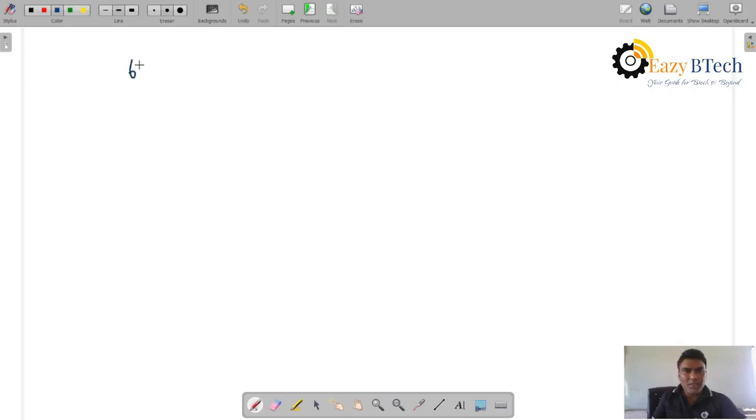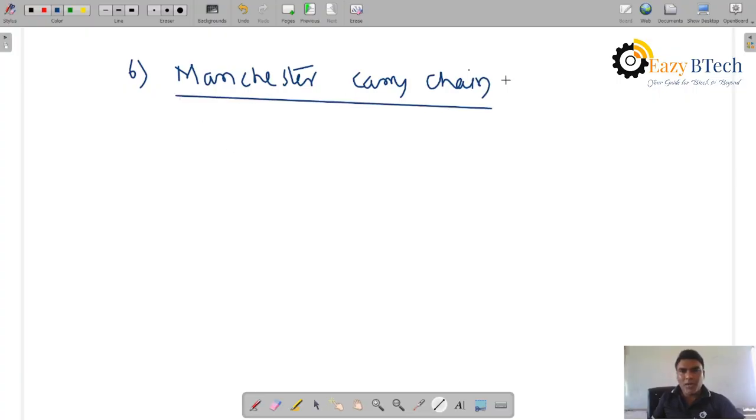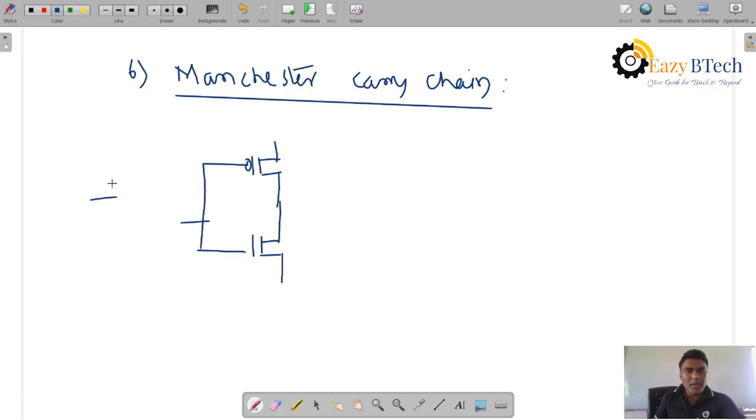Next we can see the Manchester carry chain, right? So it is a carry chain that will be forwarded to the next levels. Okay, it will go to the next level, right? So what happens in the Manchester carry? Let us see this one. This is a PMOS circuit and this is an NMOS circuit, for both applying the gate, and here one NMOS gate.